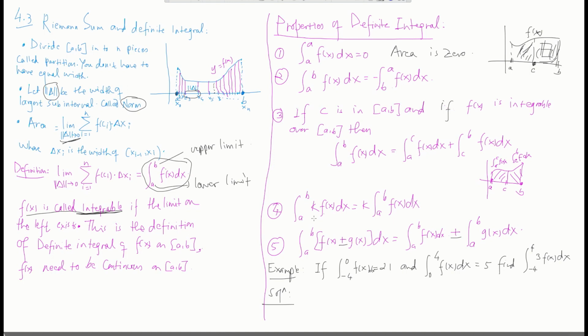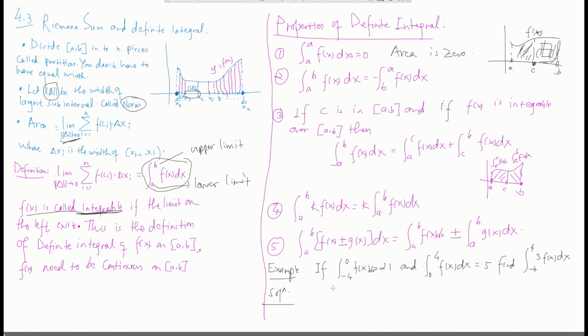Next, if you are finding the definite integral of k times f(x), you can pull that constant out and find the integral of f(x) dx between a and b. Next, if you have the sum or the difference of two different functions between a and b, then you can distribute the integral. You give the integral to each one separately, with a plus or minus sign. But if there is a times in the middle, we cannot distribute that way. Only if there is a plus or minus sign.